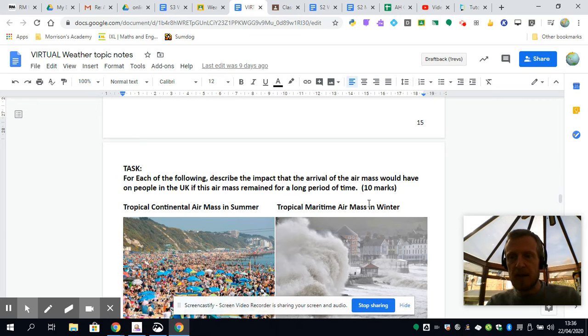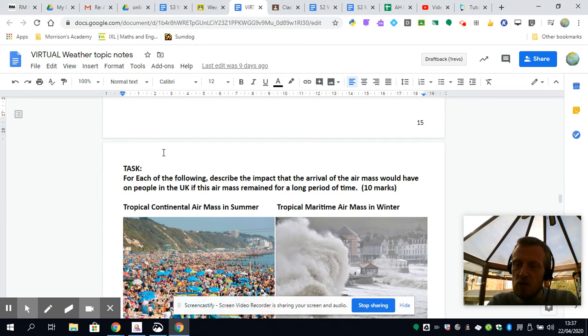You're going to get huge amounts of rain. That's the key clue, and you're going to get extremely strong winds if you get a tropical maritime air mass, and you get weeks of this in the wintertime. So tell me, what would be the 5 impacts of that kind of air mass hitting us non-stop for quite a few weeks in winter? Okay, give me 5 points there.